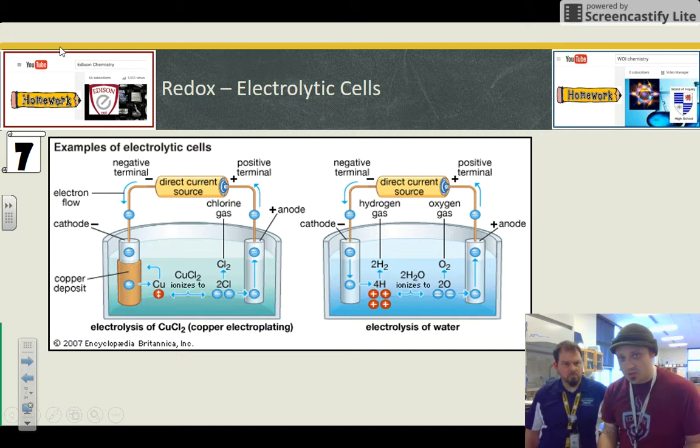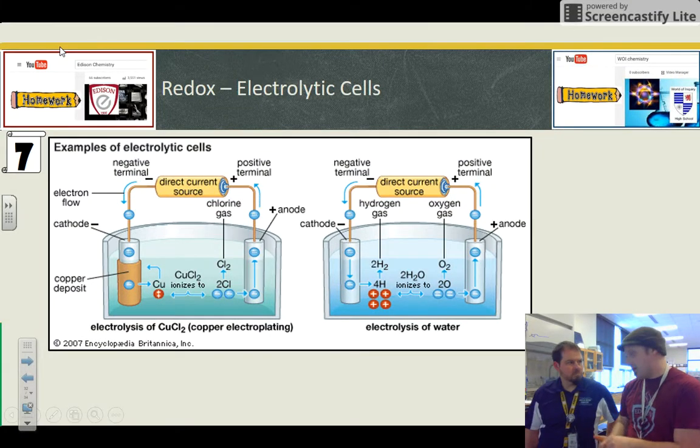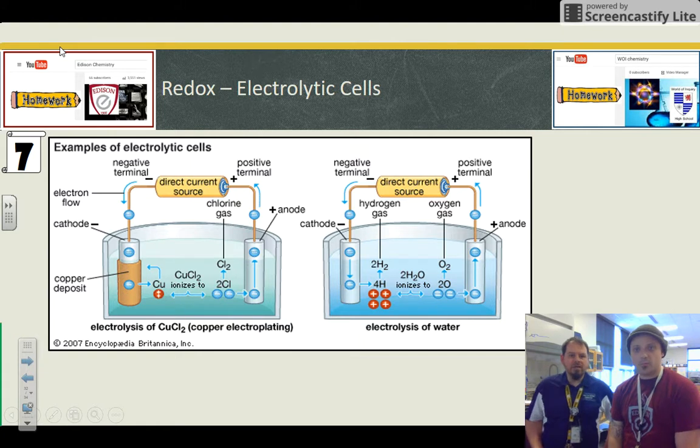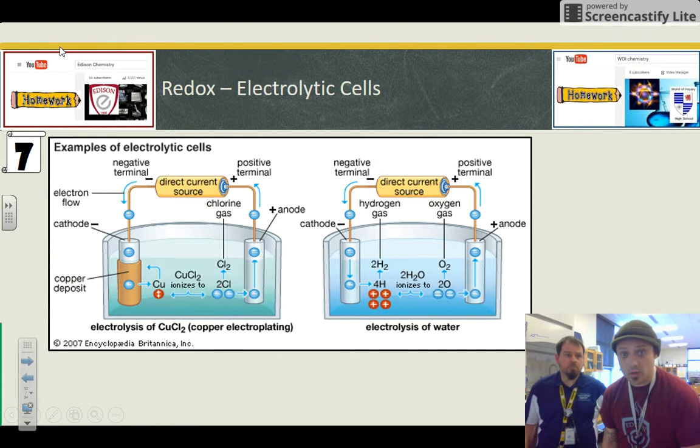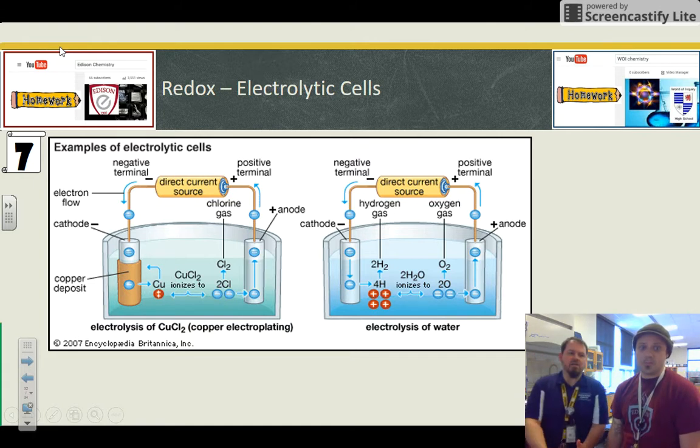These are non-spontaneous reactions, meaning they must be forced using something. We got to push them along, which is that electricity source. That direct current source, a battery. It's got a positive and negative terminal. We could plug it right into the wall and get power from the wall if that's what I needed. I'm giving it electricity because it's a non-spontaneous reaction.